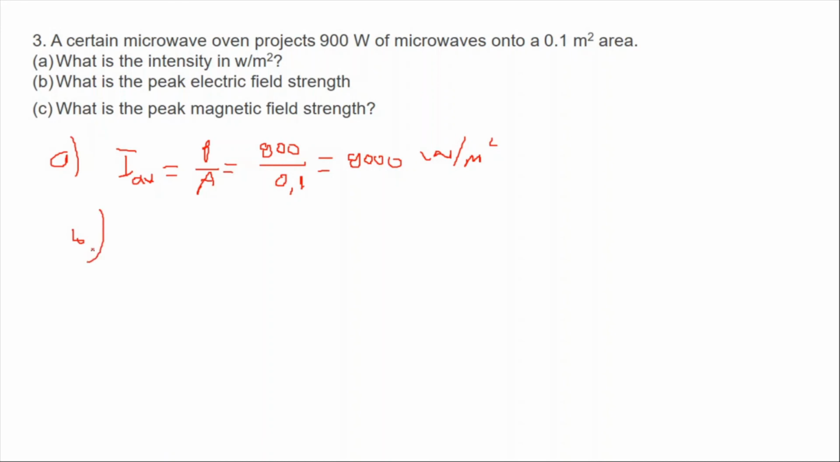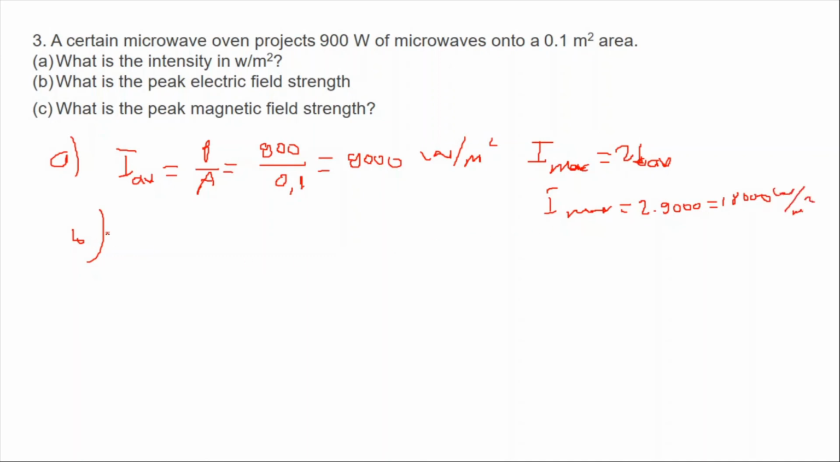B, what is the peak electric field strength? This is the average value of the intensity. But to find the maximum intensity, it will be 2 times I average. This is important. So I max, the maximum value of the intensity, will be equal to 2 times 9,000, so it will be 18,000 watt per meter squared.